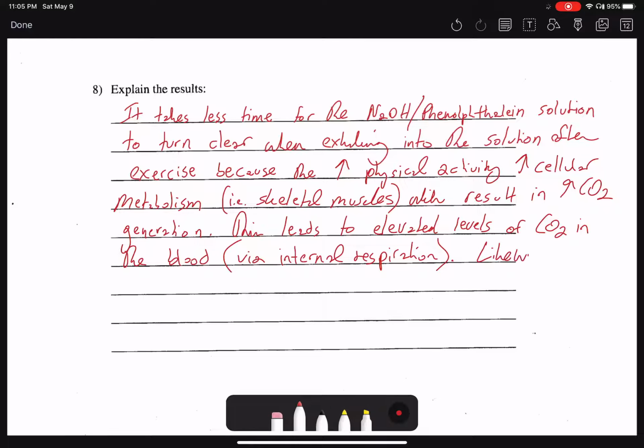Likewise, more CO2 will leave the blood during external respiration as well. Remember, external respiration is the gas exchange occurring between the gas in the alveoli and the capillaries surrounding those alveoli. So more CO2 is going to leave the capillaries surrounding the alveoli and enter the gas-filled alveoli.